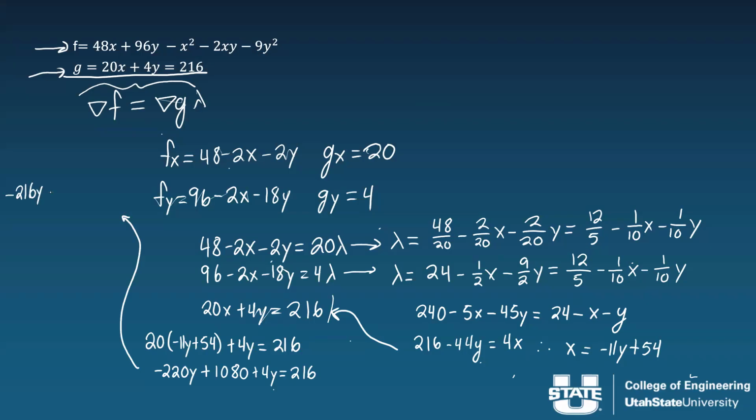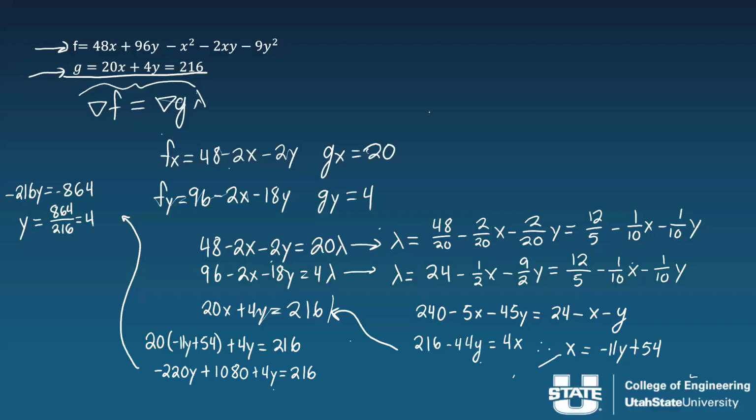216y equals 216 minus 1080, which is 864. So we have minus 864. So y is equal to 864 divided by 216, which I'm going to assume is 4. Yep, it is 4. It looked like it was a multiple of 216.